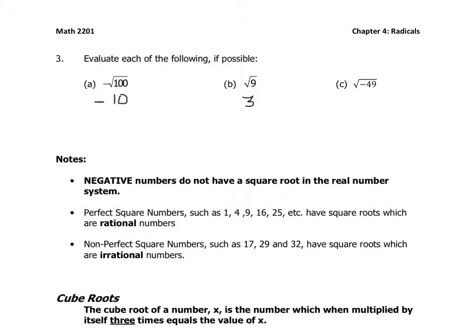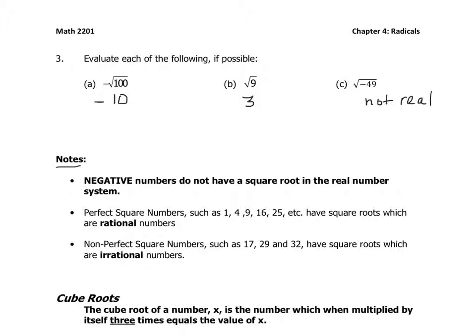And the last one, we're finding the square root of a -49, and this would be not real, because there is no number which, when multiplied by itself, will give you a negative value. It's either going to be a positive times a positive to give you a positive, or a negative times a negative to give you a positive. So there's no way you can multiply the same number by itself and get a negative value. So there is no square root of negative numbers.